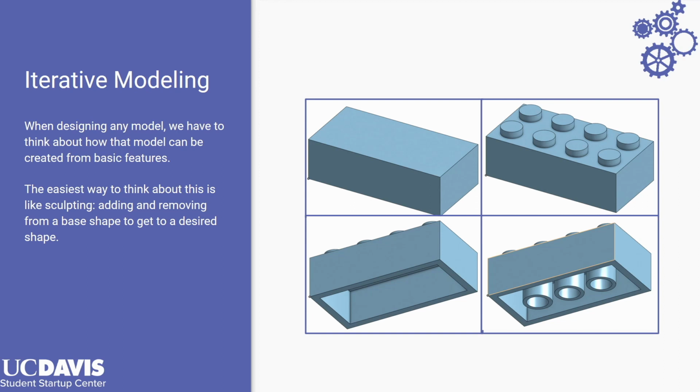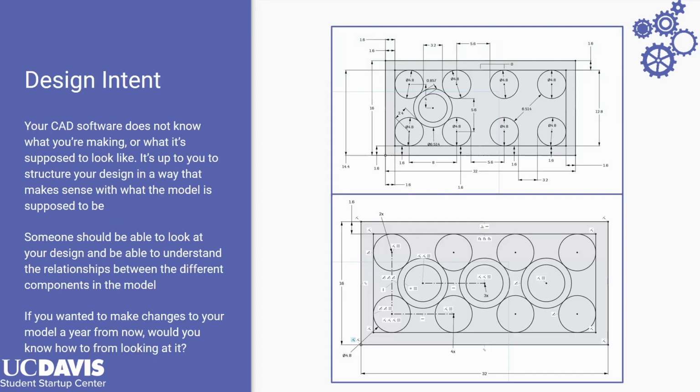So a good way to think about this is like sculpting. You go from a very basic shape and then you add even more relatively basic features and more until you get your final result. Another important concept is design intent. So since we're working with software, the computer does not know what you're trying to do. It can't make sense of anything. It's just a number cruncher.